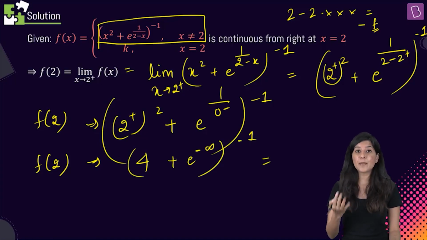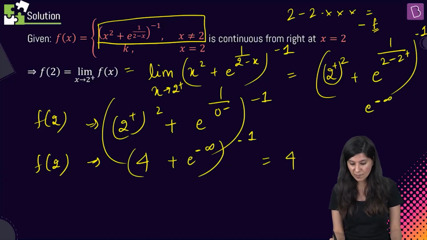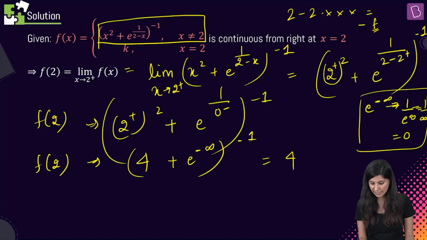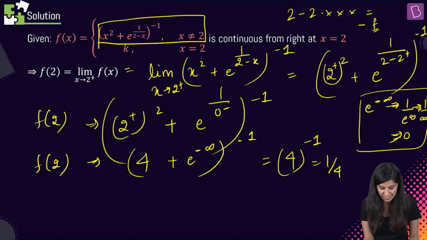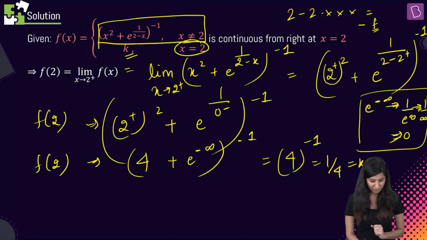Now e raised to power minus infinity is what? 0, right? e raised to power minus infinity is 1 by e raised to power infinity, is 1 by infinity, that is equal to 0. All this is tending. Cool. So this is nothing but 4 raised to power minus 1. That means f of 2 is nothing but 1 by 4. But in here f of 2 is given as k. So that means k equals 1 by 4.